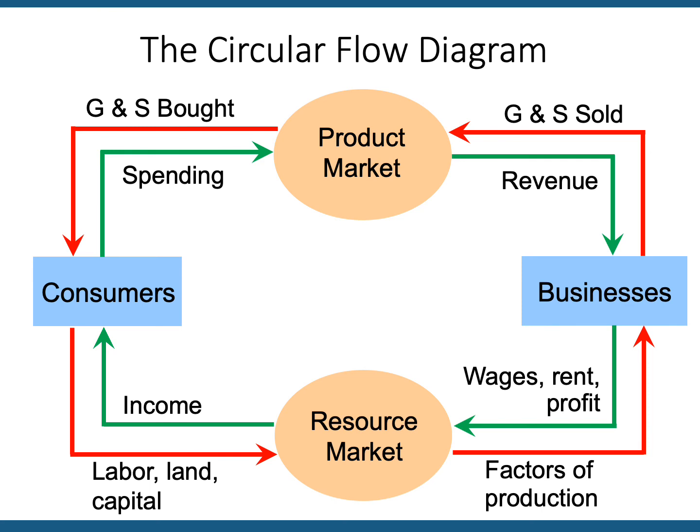So again, businesses are paying for the resources they're using to produce their products in the form of wages to employees and salaries, rent to anything that they're renting or leasing, and then profit for the capital that they need and are using to produce their products. These are all different forms of income that go to individuals, consumers, households.